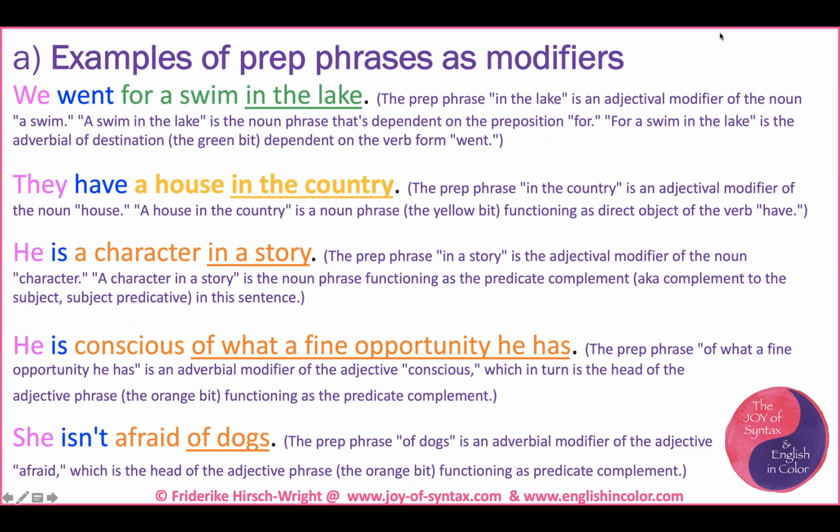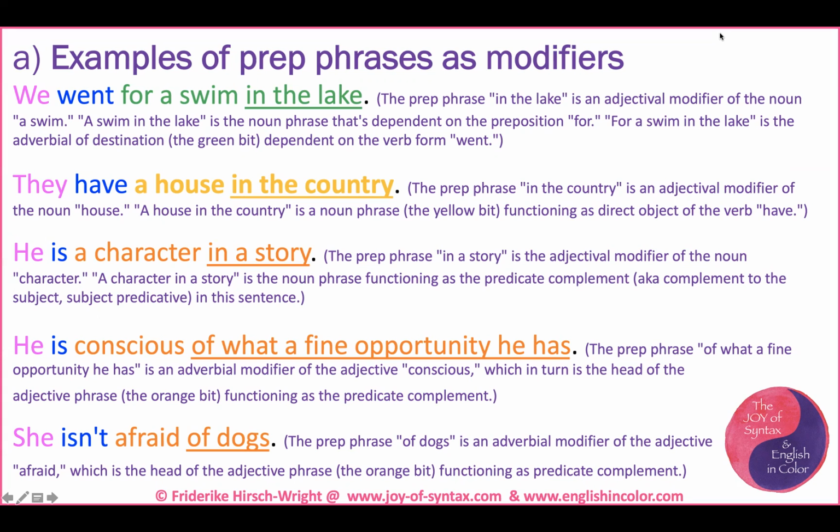So the overall for a swim in the lake is a prepositional phrase, but I'm not using this prepositional phrase as an example here. I'm interested in the prepositional phrase in the lake. In the lake modifies a swim. So we didn't go for a swim in a pool, we went for a swim in the lake. And I'm sure the context of the sentence provides information about which particular lake we're talking about. And that's why there's the definite article being used here. So we went for a swim in the lake. Now, a swim in the lake is the noun phrase that's governed by the preposition for. And the prepositional phrase for a swim in the lake functions as clause element in the sentence we went for a swim in the lake.